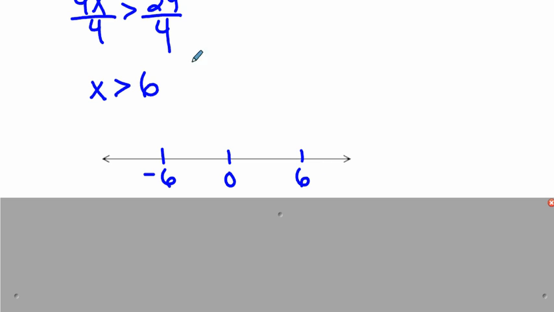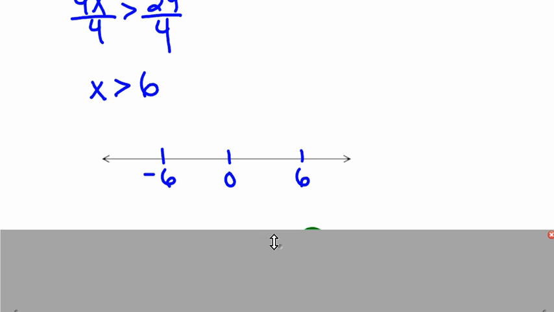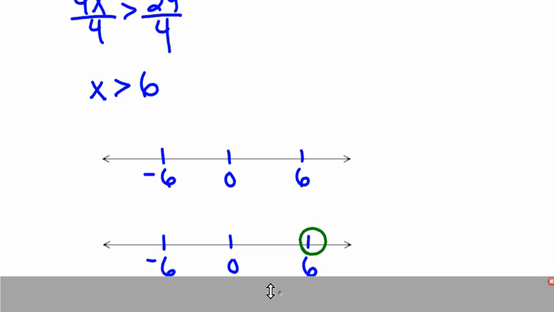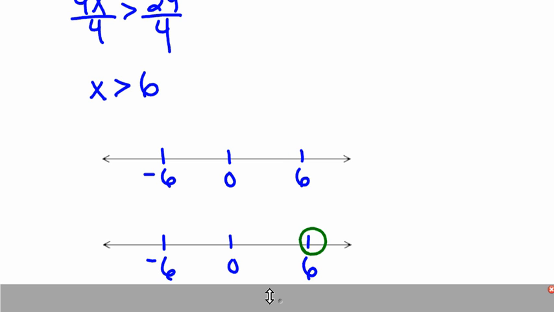Well, let's check. If I put 6 here, is 6 greater than 6? No, 6 is not greater than 6. So I can't use the value of 6 for part of my result. So I'm going to leave it as an open point on my number line. Now, where are all the numbers that are greater than 6?